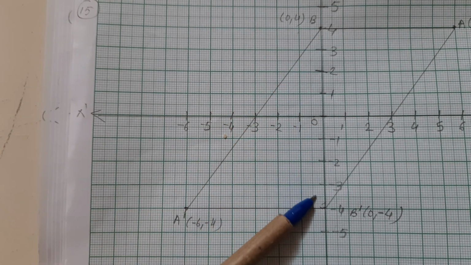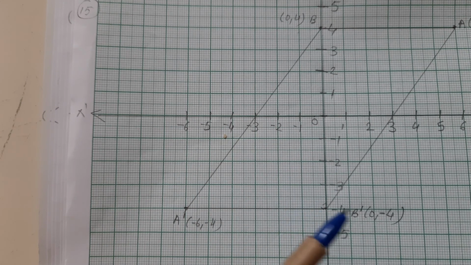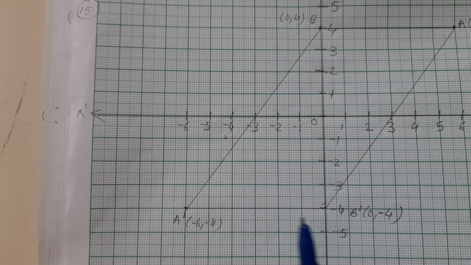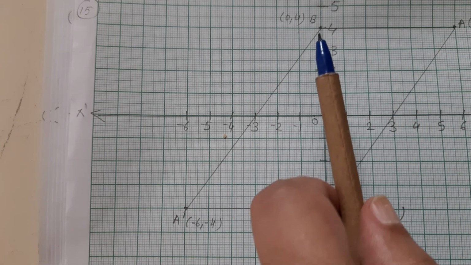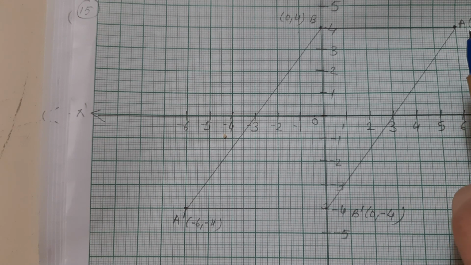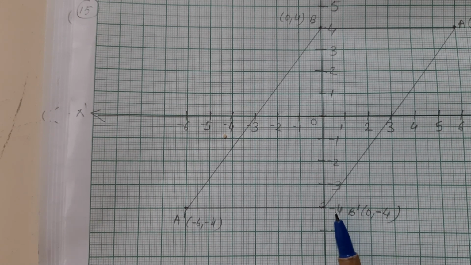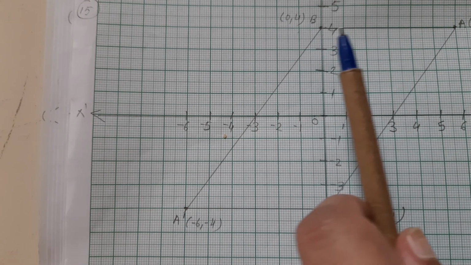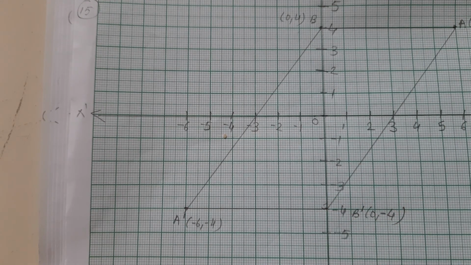B B dash is 8 units, A dash B dash is 6 units. Hence, A dash B is 10 units by Pythagoras theorem. Similarly, A B dash is also 10 units. A dash B dash and AB are 6 units.